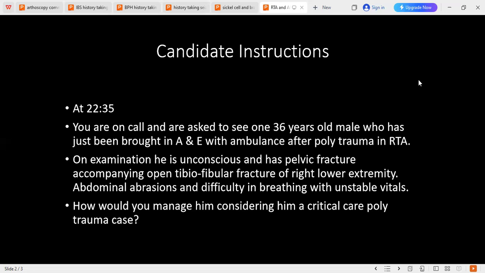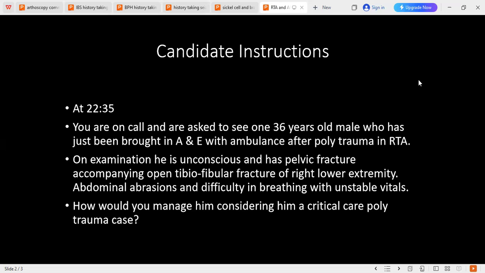Then I will check for breathing by looking at the patient first, looking for cyanosis, chest movement, symmetrical or not, and any abrasions or wounds on the chest. Then I will connect the patient to a pulse oximeter and look for SpO2 saturation. If I see any abnormality in the breathing, I will manage accordingly. I'll give the patient oxygen.